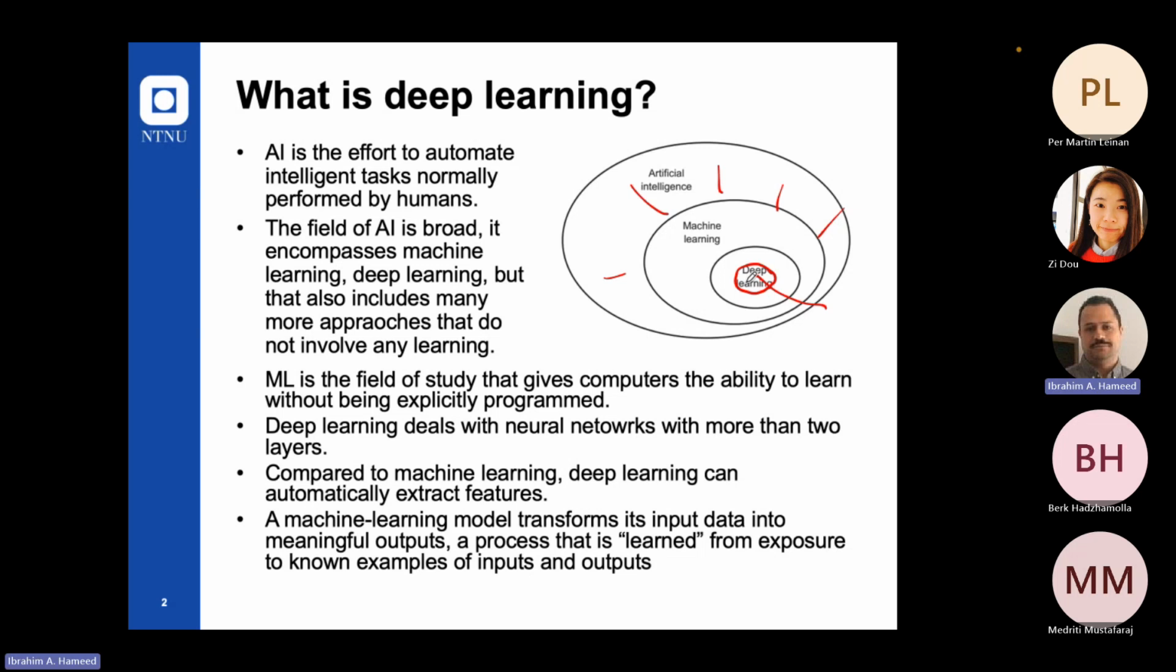So the machine learning model transforms its input data into meaningful outputs, and this process we call learning by exposing to data, for example. And this data is known examples of inputs and outputs, so it should be labeled, right? When we talk about known examples of inputs and outputs, there are lots of data everywhere. But the most important thing is that those data should be labeled. Otherwise, we need to use unsupervised learning.